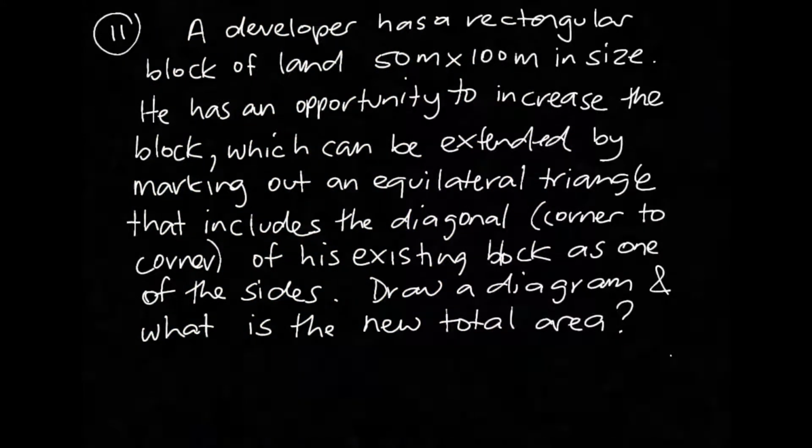A developer has a rectangular block of land 50 metres by 100 metres in size. He has an opportunity to increase the block, which can be extended by marking out an equilateral triangle that includes the diagonal, corner to corner, of his existing block as one of the sides. Draw a diagram, and what is the new total area?